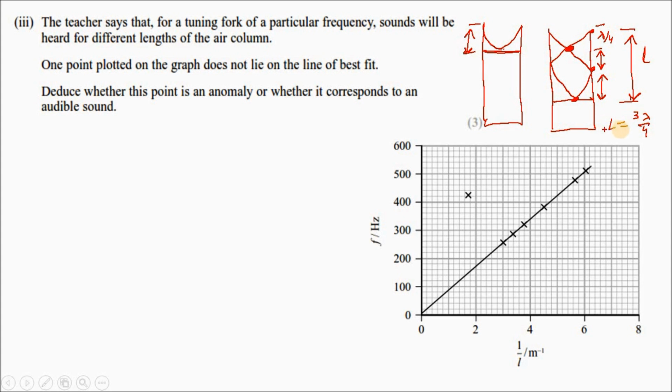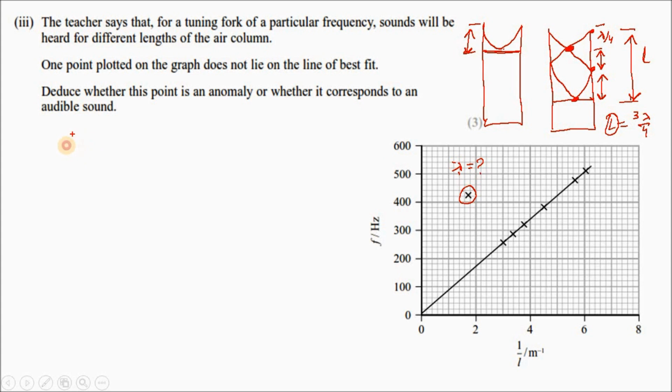Now the idea is we are going to find the wavelength corresponds to that frequency. We are going to find the wavelength. What is the wavelength? And then we are going to match whether this wavelength corresponds to the value of the length showing graph. If it is showing the same value, this wavelength, then we say that this is audible, otherwise it is not, it will be anomaly. So let's find out first the wavelength.